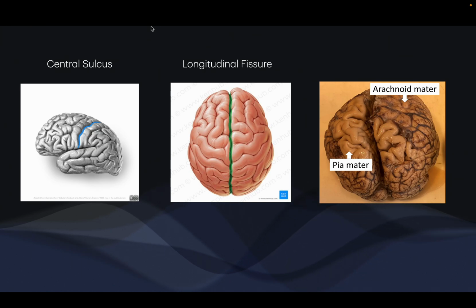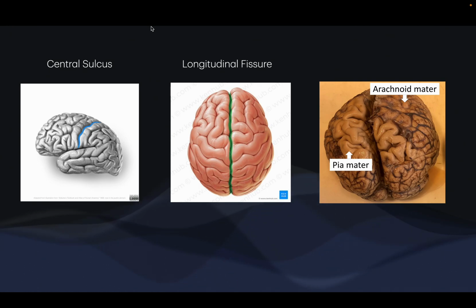The line highlighted in blue is our central sulcus, and the purpose of this sulcus is to separate the frontal lobe from the parietal lobe. The next one is the longitudinal fissure, which is highlighted in green, and this fissure essentially just separates the left and right hemispheres of the brain.